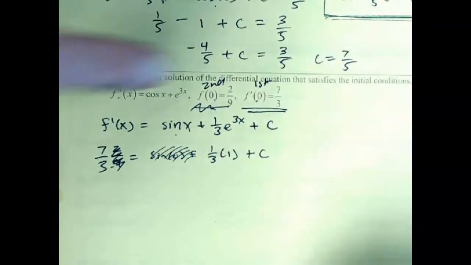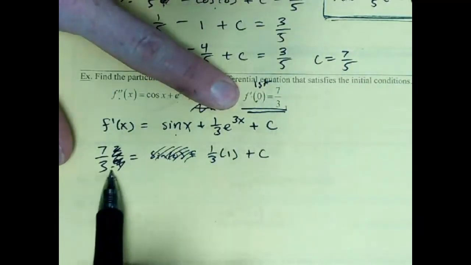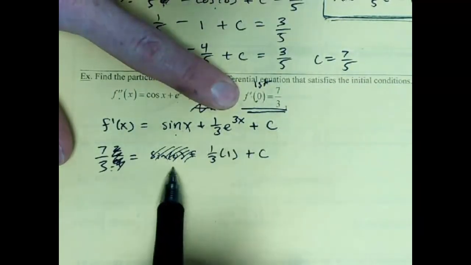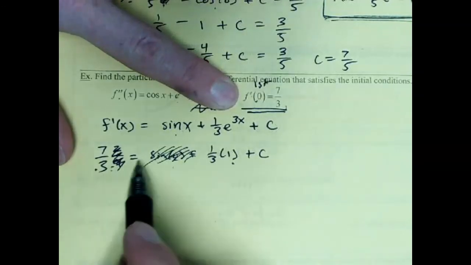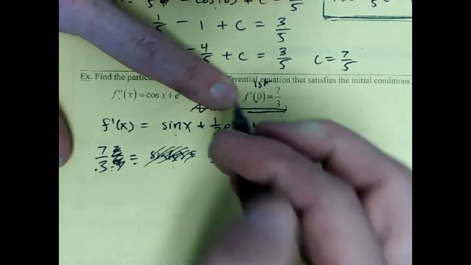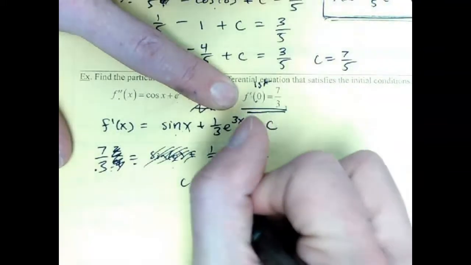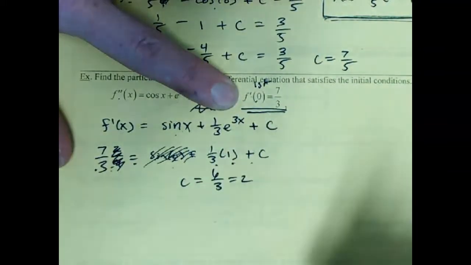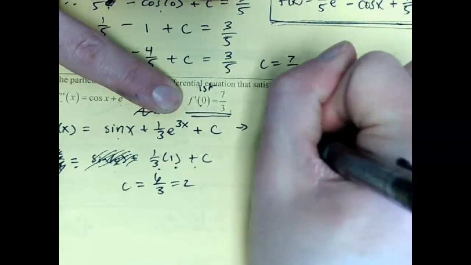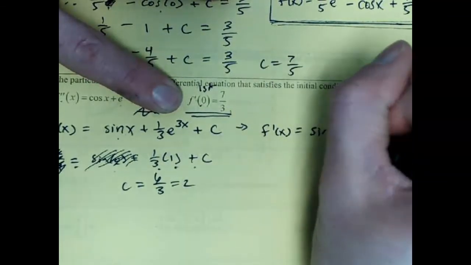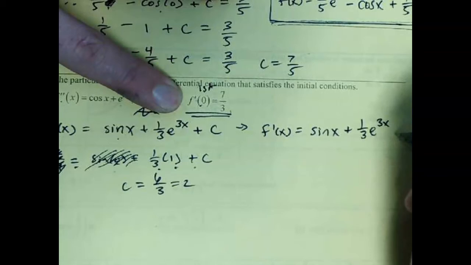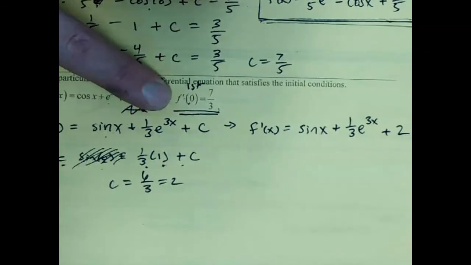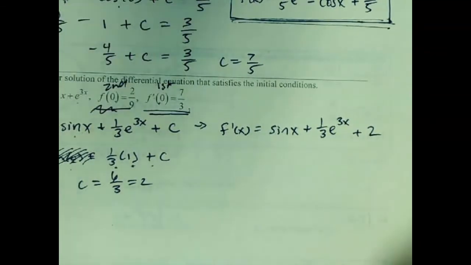All right, so there we go. So we set it equal to 7/3. Still would plug in the 0, so that's still going to cancel. That's still going to be 1. So we have 7/3 is equal to 1/3 plus c. That means my c value is 6/3, aka 2. Okay, so let's plug it in. Now I have this first derivative, but in particular, it's sine of x plus 1/3 e to the 3x plus 2. And now I'm just going to repeat that whole process.